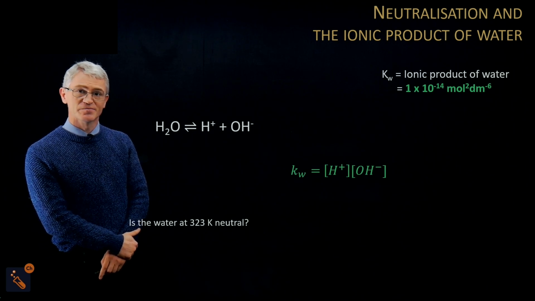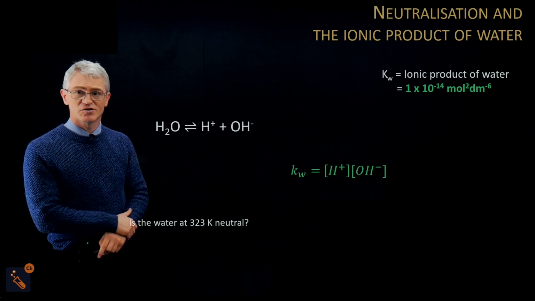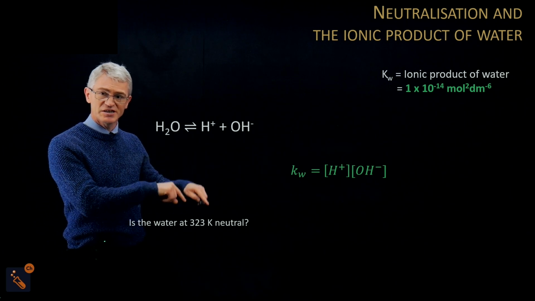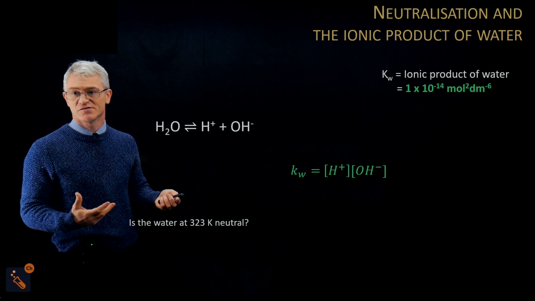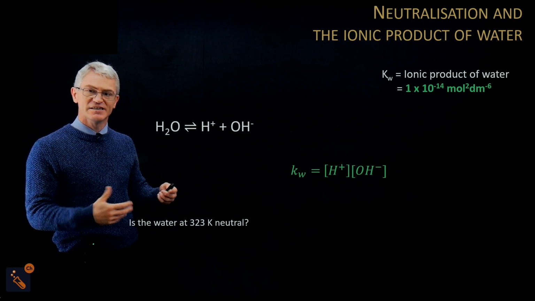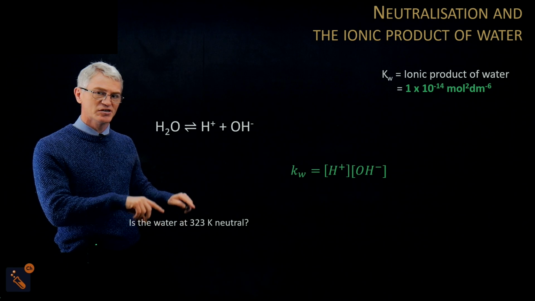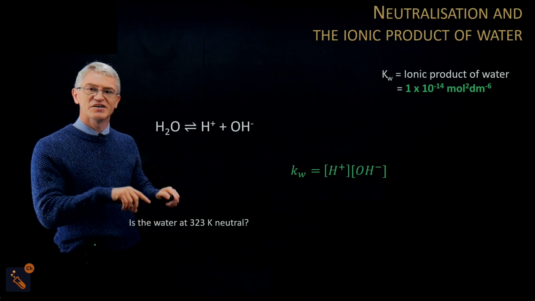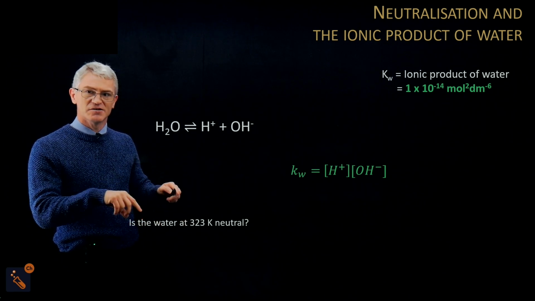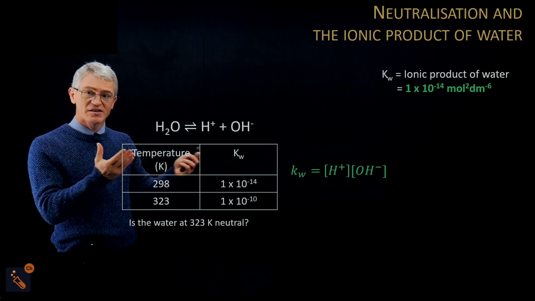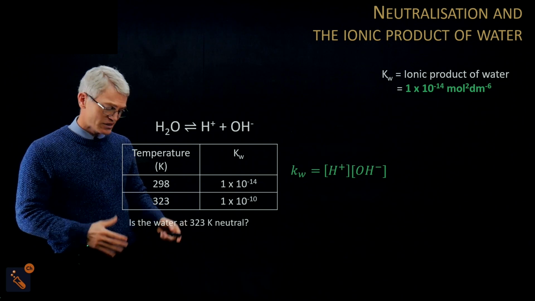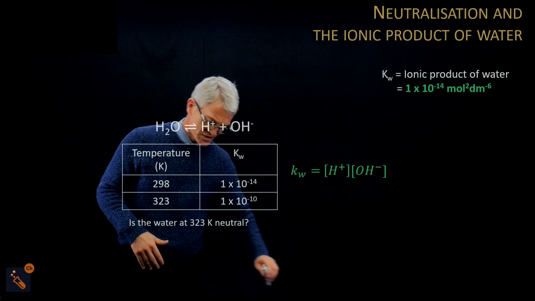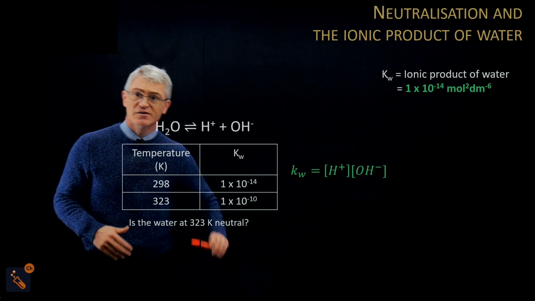Next one is neutralization and the ionic product of water. Is the water at 323 K neutral? You know it is at 25 degrees Celsius. You're told all the time that it is. But we've increased the temperature. Is it neutral at this point? We know from our previous question that the Kw went up, but the important thing is this.